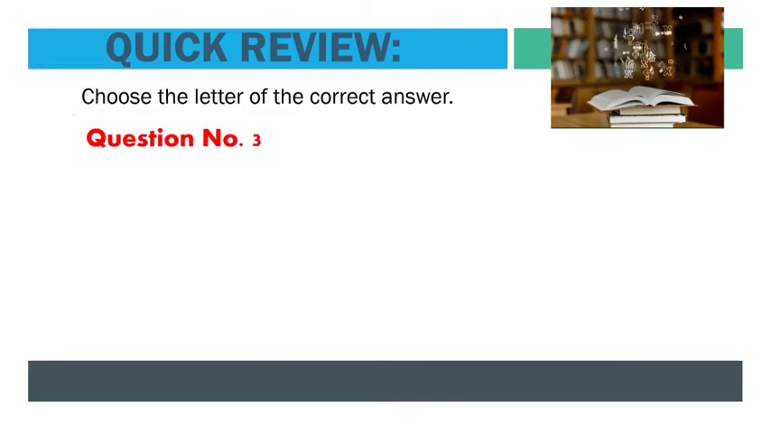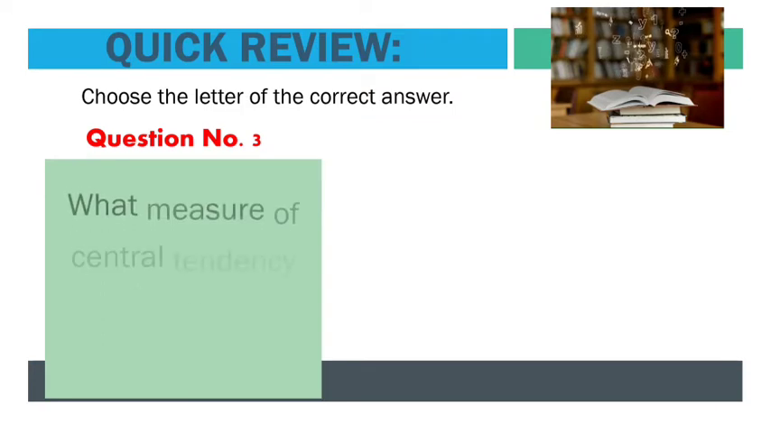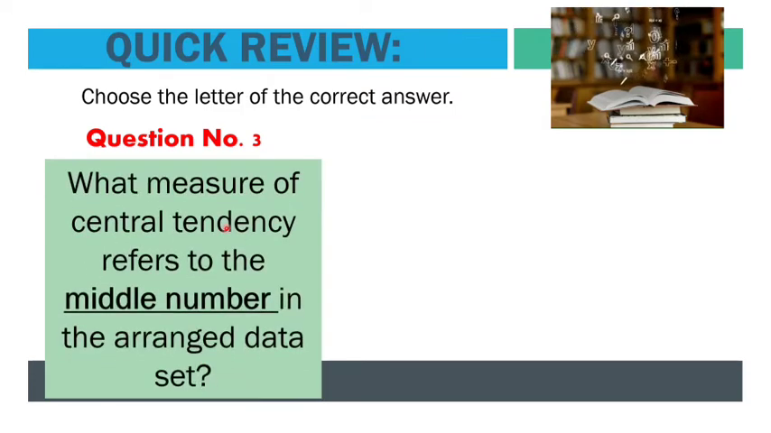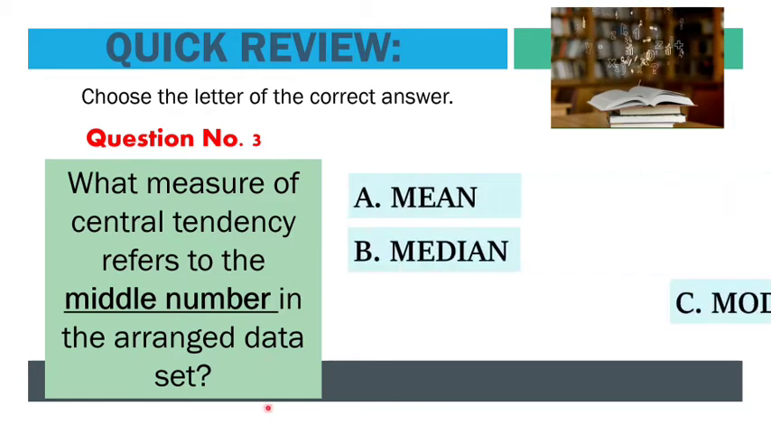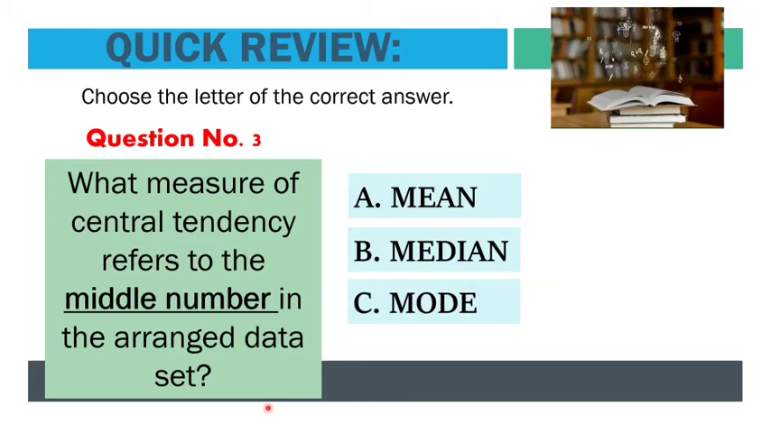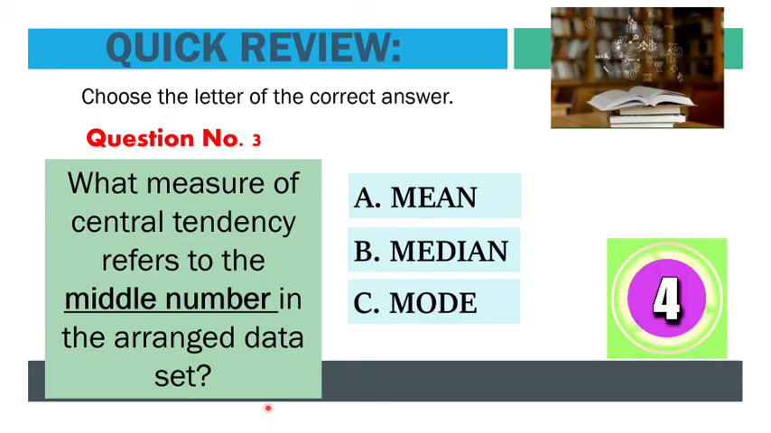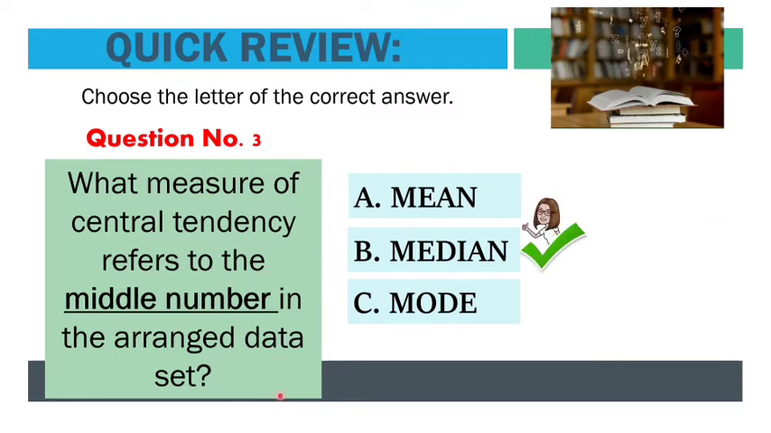Let's have the question number 3. What measure of central tendency refers to the middle number in the arranged dataset? Is it A, mean, B, median, or C, mode? The answer is B, median. That's the middle number. Did you get it? Nice work.